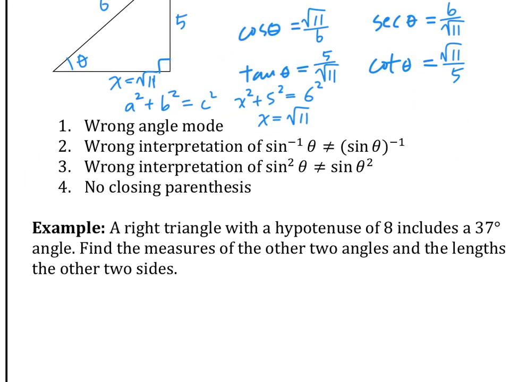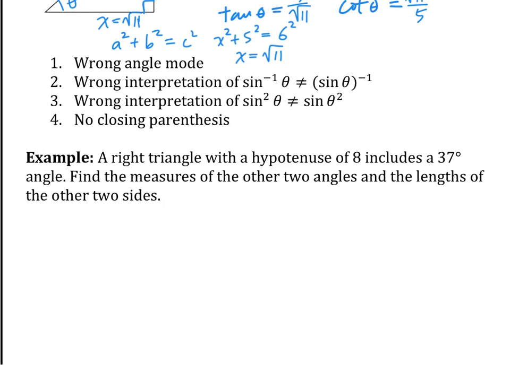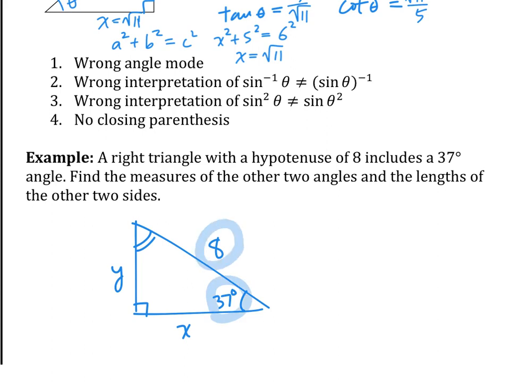Okay, last part. A right triangle with a hypotenuse of 8 includes a 37 degree angle. Find the measure of the other 2 angles. This one would be very easy to find. And the length of the other 2 sides. Let's say this is x, this is y. How do you find x? You know this angle, you know this side, you don't know this side. According to that angle, what do those 2 sides make? What kind of trig function? Sine, cosine, or tangent?